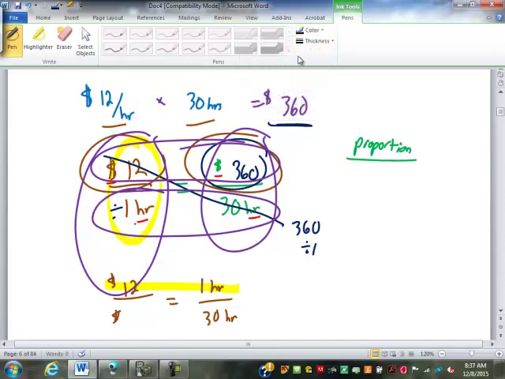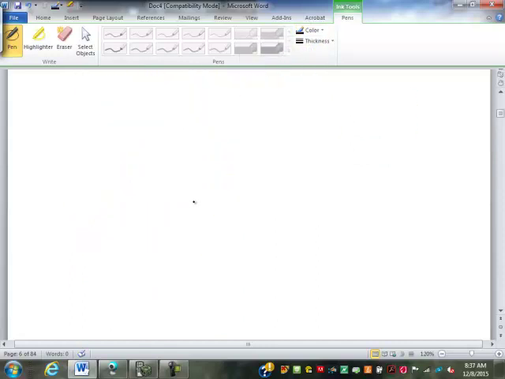So let's take a look at another one. We might have, let's say we need a 2 to 5 gear ratio.